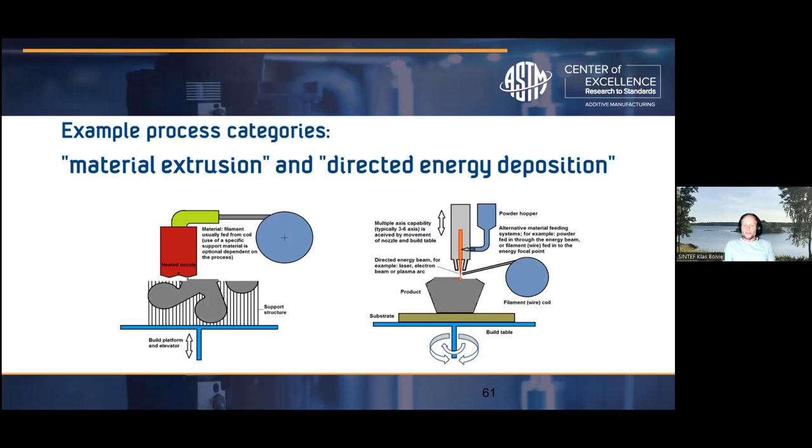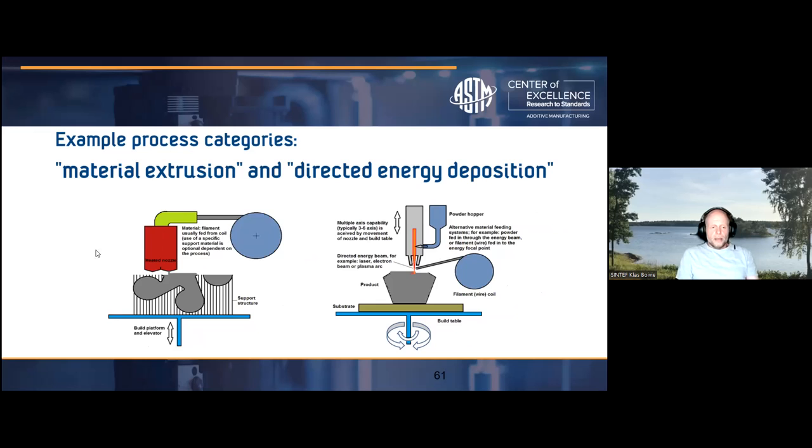You can have a directed energy deposition process where you have a laser or an electron beam or sometimes a plasma which melts either powder or a wire, and you can have a very mobile table below. We call it directed energy deposition because the energy source and deposition direction can be controlled or altered during the process. You can actually turn the building table, for example, and build in a different direction if you wish to.